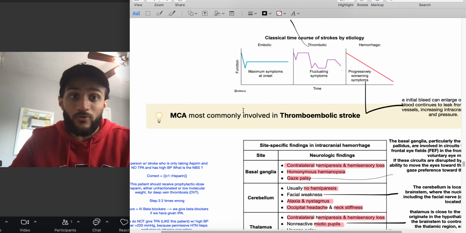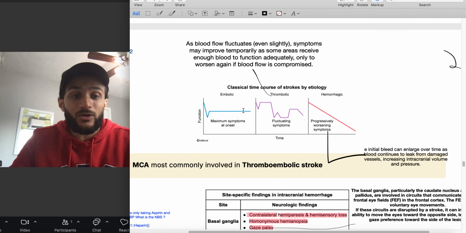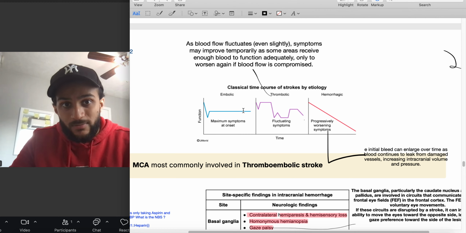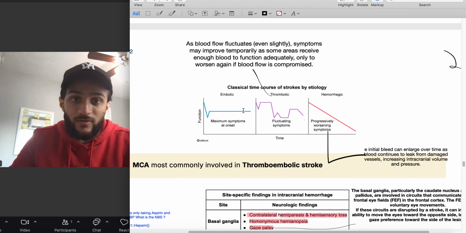And hemorrhage is going to be progressive worsening, because over here the initial bleed over time is going to damage the vessels and increase intracranial volume and pressure. If blood flow fluctuates even slightly, symptoms may improve temporarily as some areas receive enough blood to function adequately, only to worsen if blood flow is compromised.